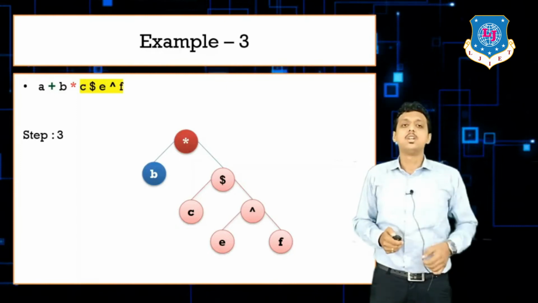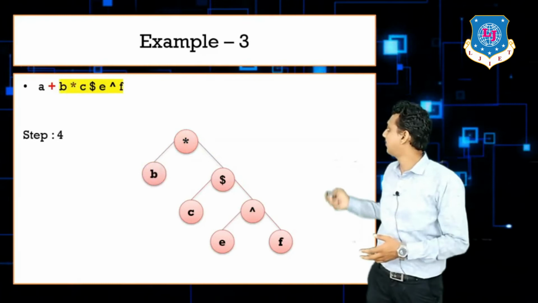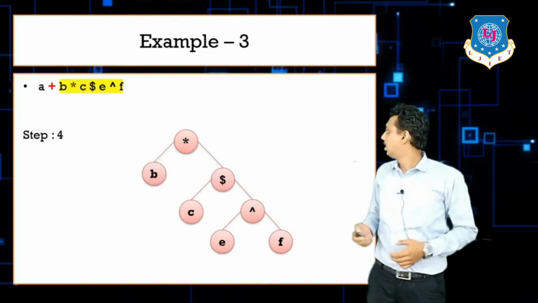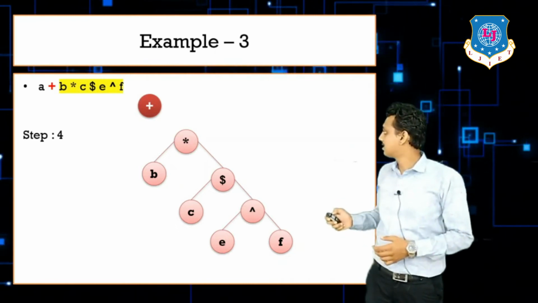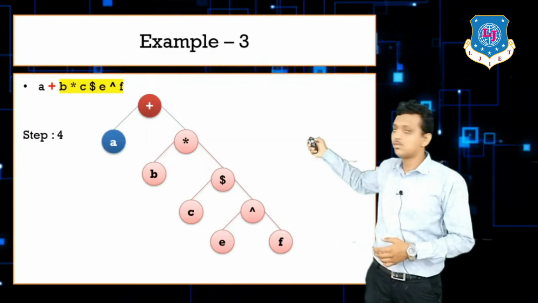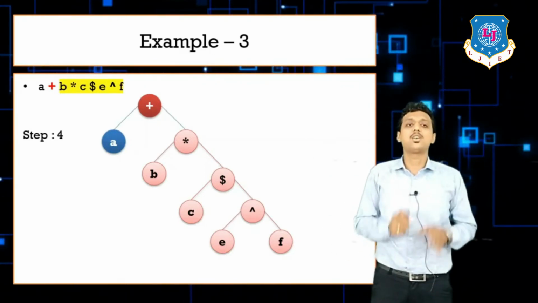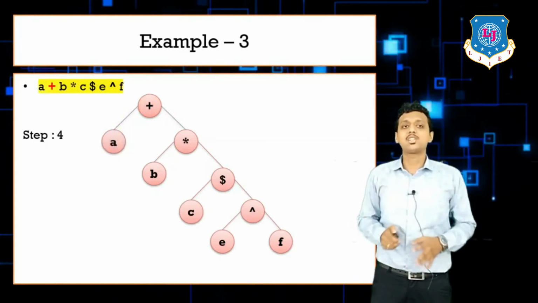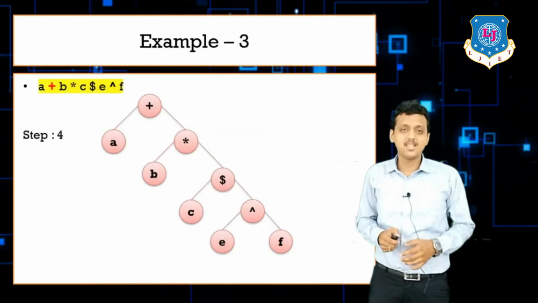Now next, students, the last operator we left is plus. On the left side of the plus we have A, and the right side of the plus we have this whole tree. So left becomes A, right becomes this whole star tree. Fine. So this is your final answer. After step number 4, this becomes our answer. See, this is our answer.